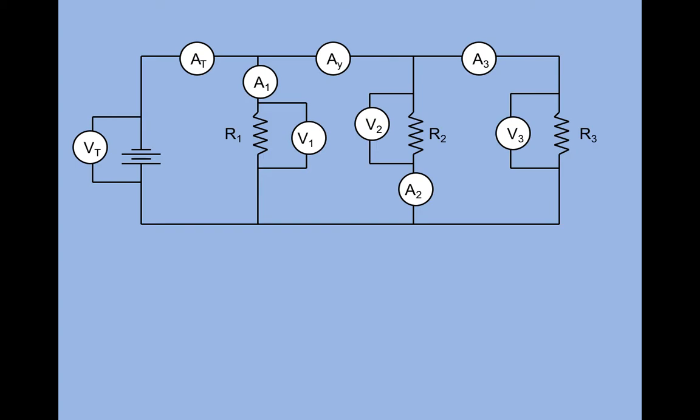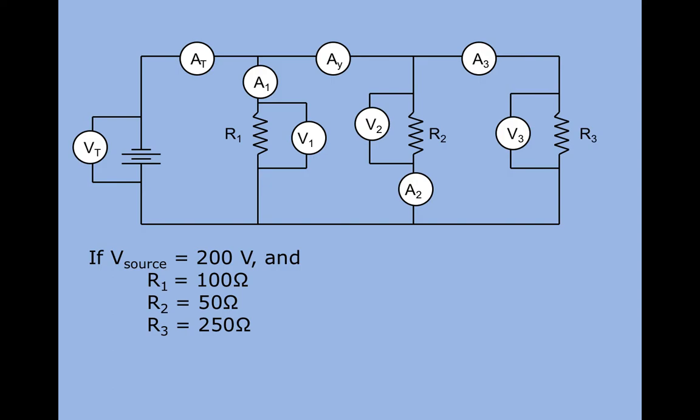If the current didn't go through A1, the rest of it is going to go through AT and get to another junction. Some of the current will decide to go down through resistor 2, then through A2, and then it will go back to the battery. If the current didn't go through resistor 1 or 2, it will now go through A3, through resistor 3, and then back to the battery.